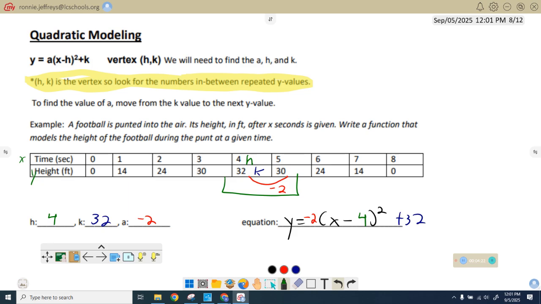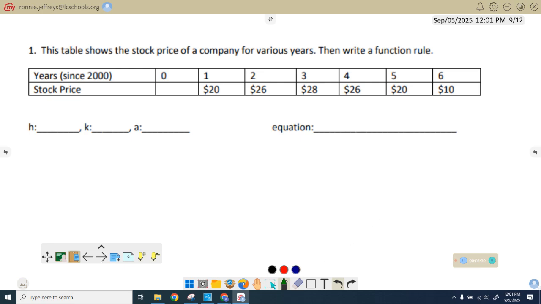All right. So that was the first one. All right. Now, moving on to this one. So, we look for where our numbers start repeating. The 26s are what repeats. That means that 3 is our H. 28 is our K.